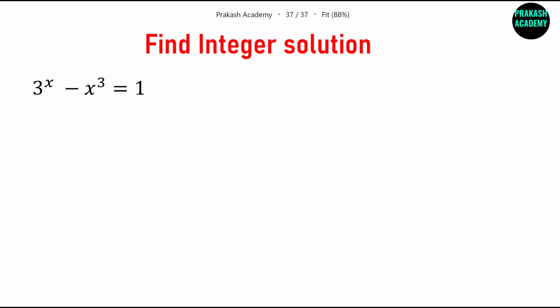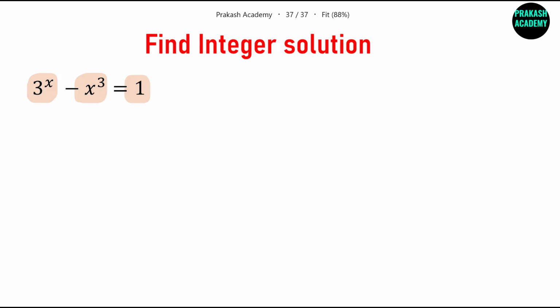So in this problem we have to find integral solutions. We have an expression that is 3 raised to the power x minus x cube is equal to 1, and I have to solve for x. So how will you solve this problem?